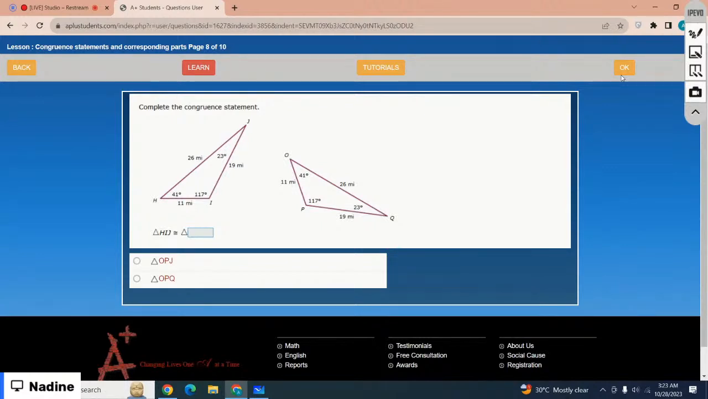The next one is complete the congruence statement. Which is the correct option? HIJ goes to OPQ. Option number 2 is the correct option, right?